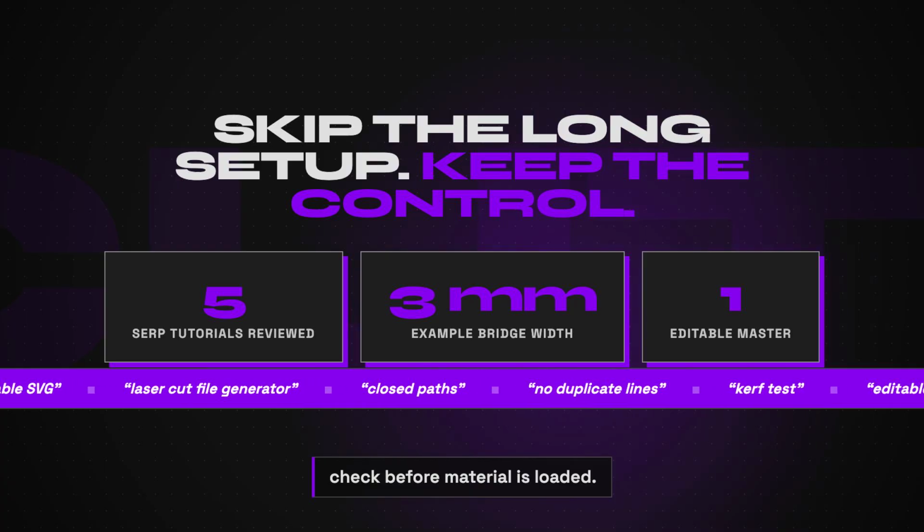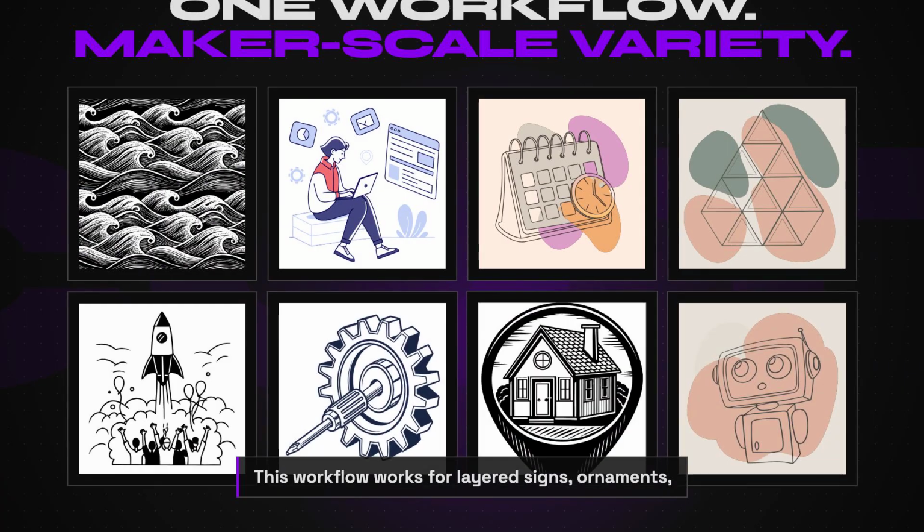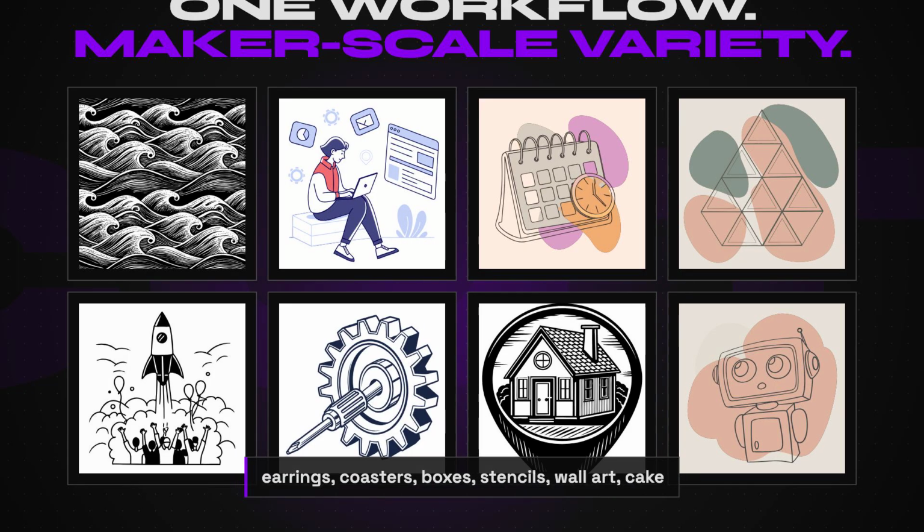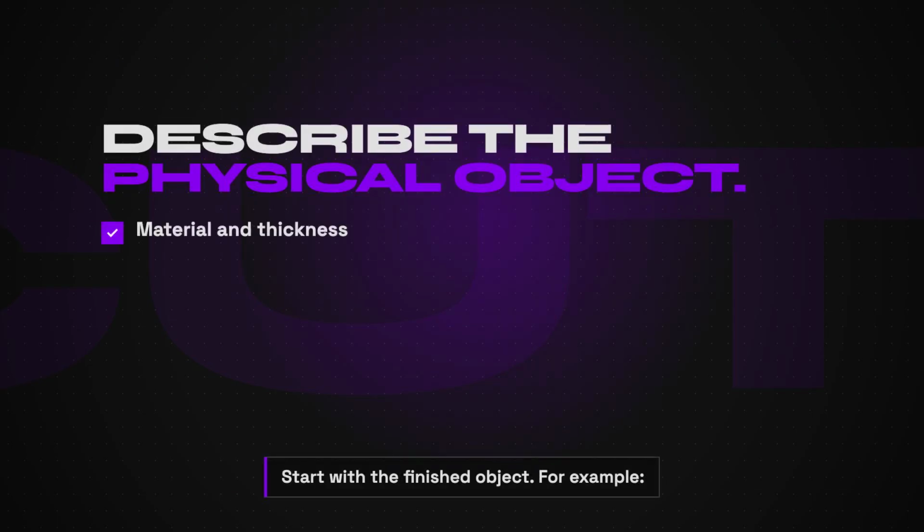before material is loaded. This workflow works for layered signs, ornaments, earrings, coasters, boxes, stencils, wall art, cake toppers, keychains, lamp panels, packaging inserts, and personalized gifts. Wood, acrylic, card, leather, and fabric behave differently, but every project benefits from connected shapes and intentional toolpaths. Start with the finished object.